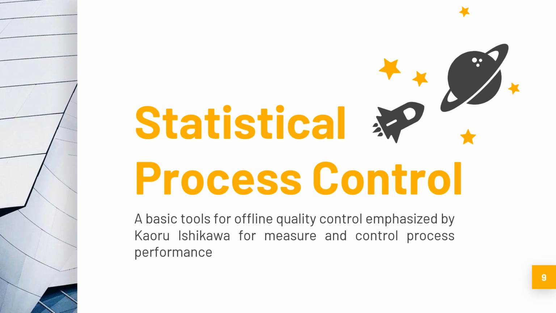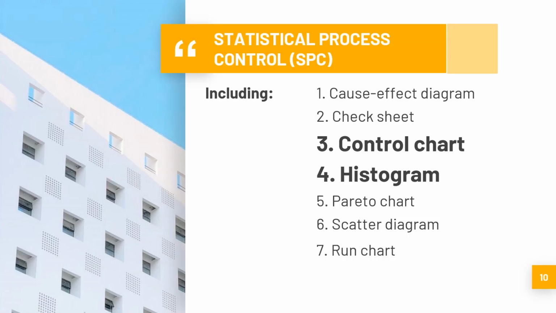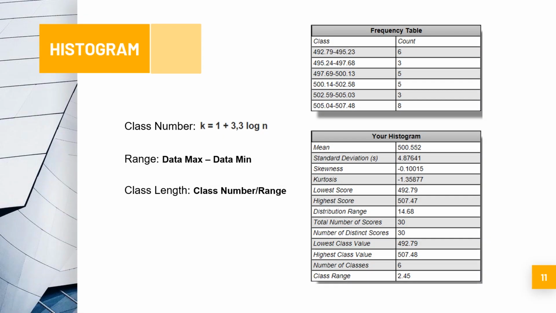In statistical process control, SPC is basically a tool for offline quality control emphasized by Kaoru Ishikawa for measuring and controlling the process performance. In our observations, we are using control chart and histogram. This is how to calculate the histogram by calculating the class number, the range, and also the class length.